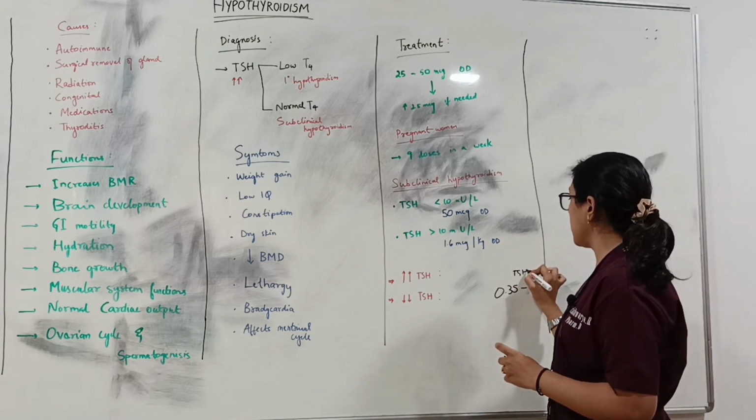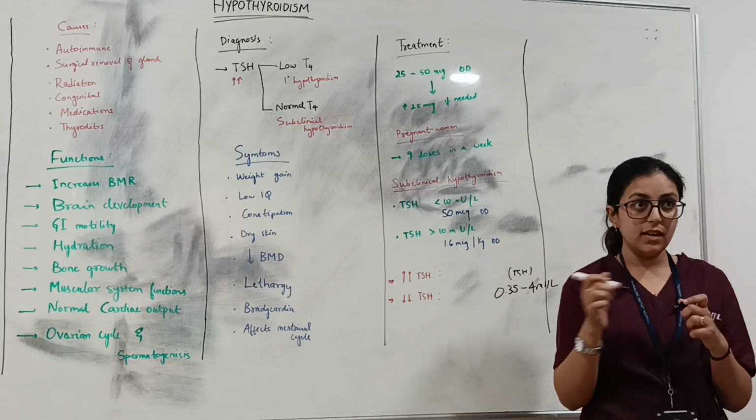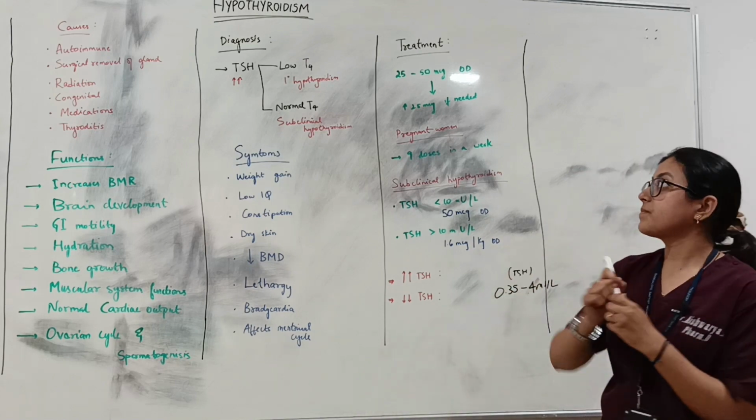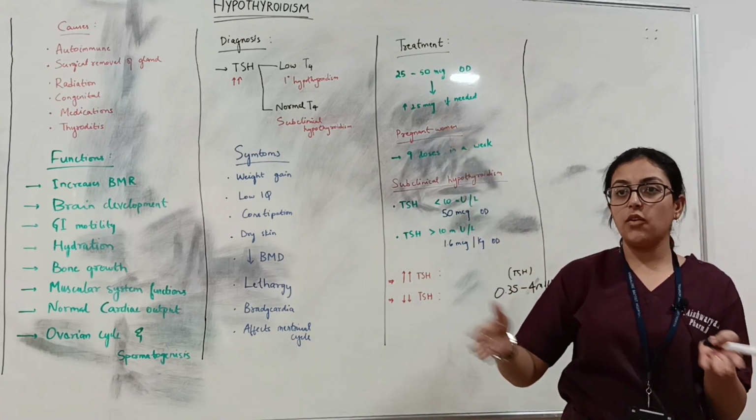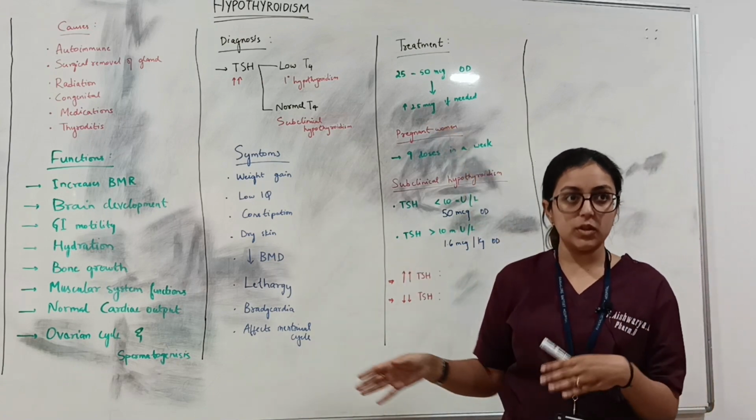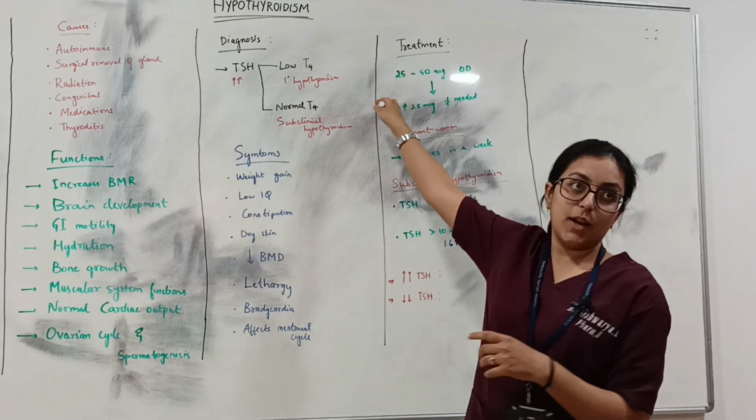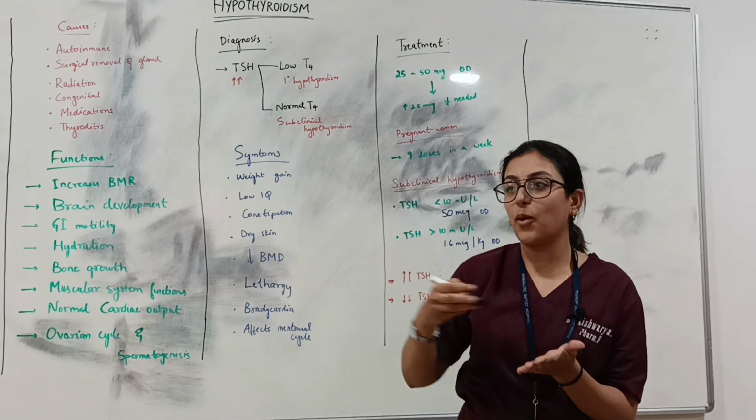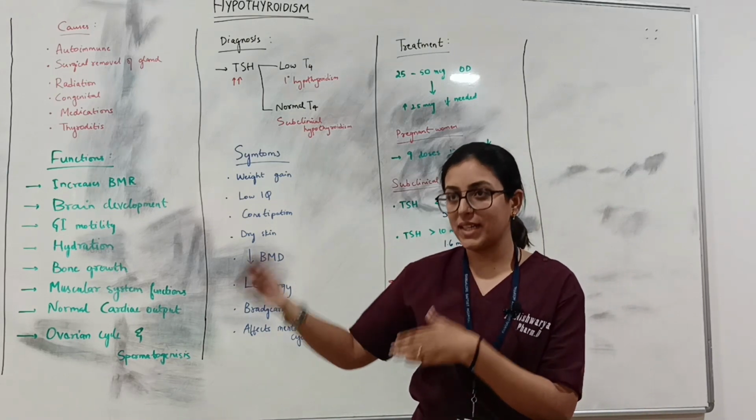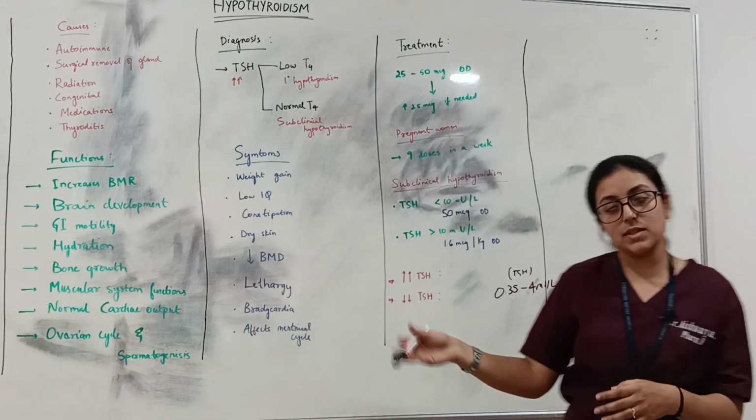So this should be your final TSH you should get. That is the targeted TSH. Till you get this value, you have to do the dose adjustment. So dosing of levothyroxine, this is levothyroxine treatment. Levothyroxine basically starts from 12.5, then 25, like that, increasing in multiples.